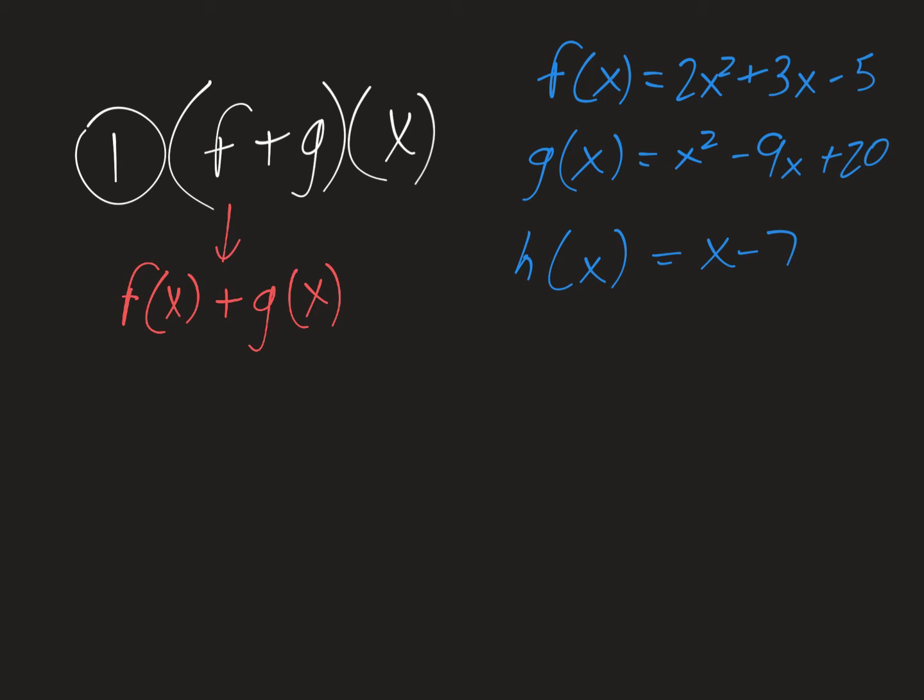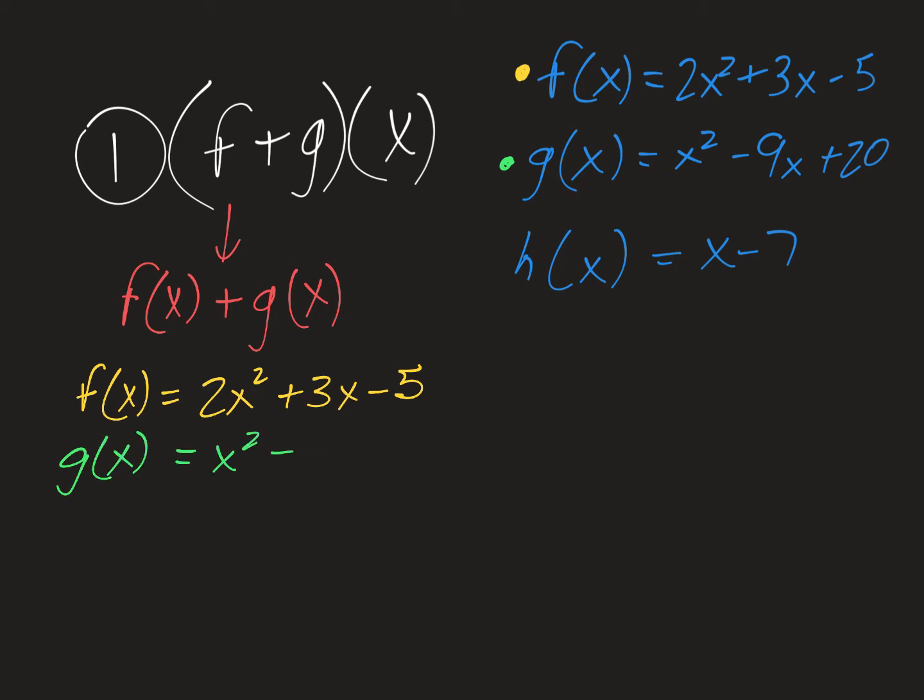I'm going to write them out vertically because I find that a little bit simpler. So I'm going to start with f of x. Here we go. F of x is 2x squared plus 3x minus 5. And g of x is going to be x squared minus 9x plus 20. And what am I going to do with these two? I'm going to add them together. So here we go. Let's add f of x plus g of x.